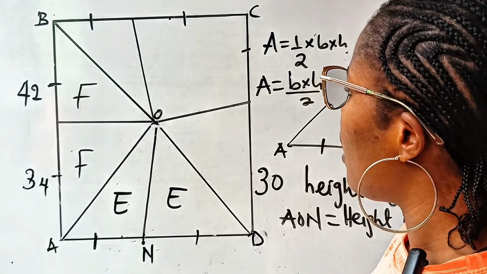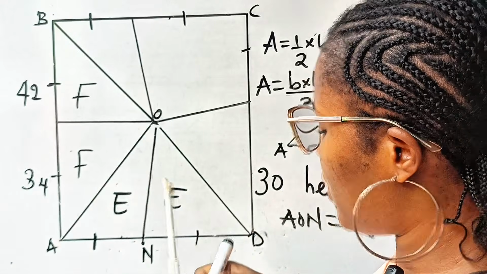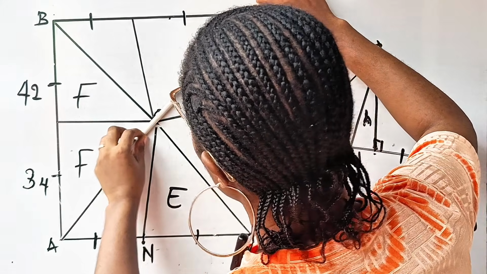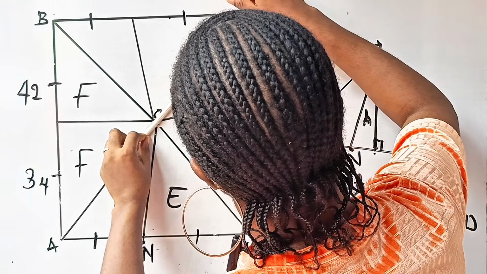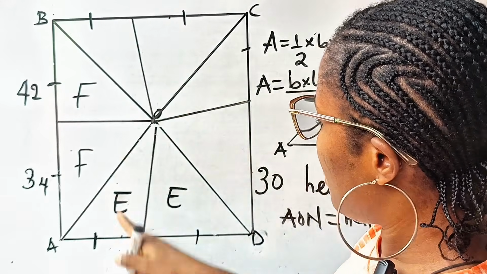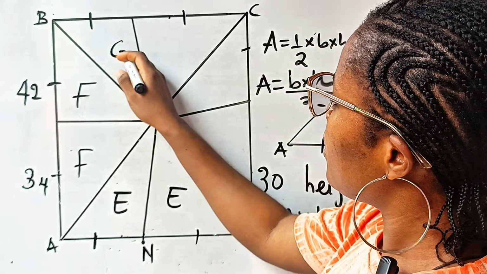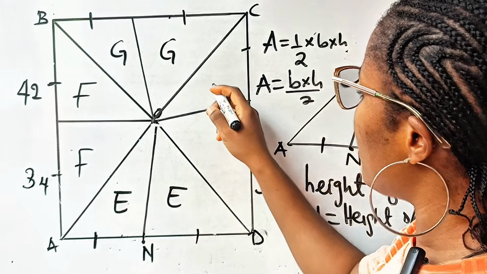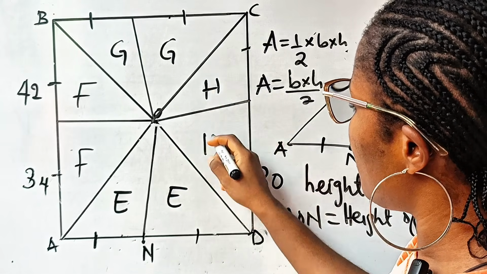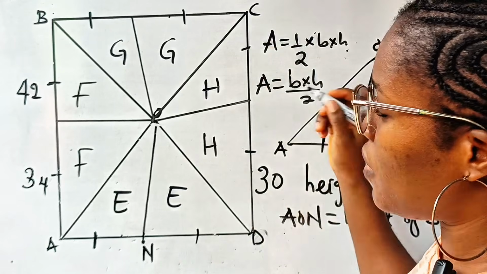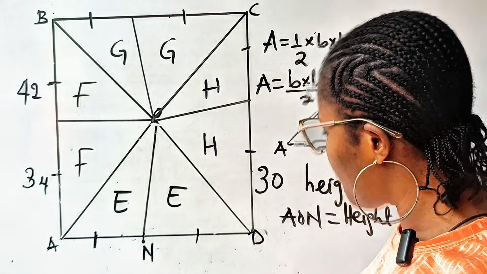Alright? Now, if we decide to join here to here as well, O to C, then E, F, G. Then the area here is G, the area here should be the same thing. But then also the area here, H, the area here will also be H, because this side and this side, both of them are also equal.